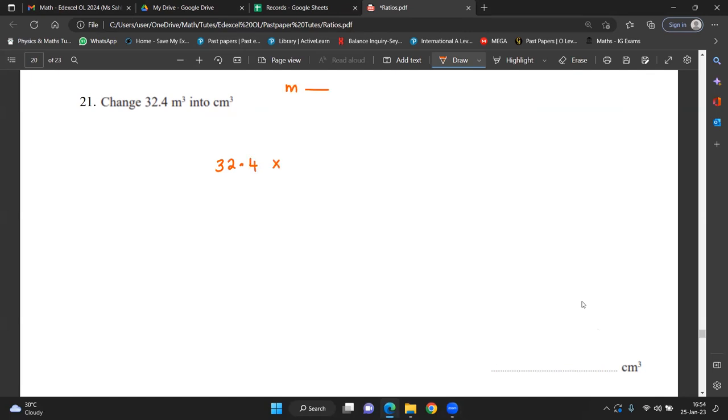You guys tell me meters to centimeters, what's the conversion? We all know we have to multiply by. But unfortunately, we have this 3 here, right? When we have a 3, you're supposed to multiply it by 100 to the power 3. Understand? When it's a square, you have to multiply by 100 squared. What's the answer? Are you sure? Yes. Right, that's your answer.